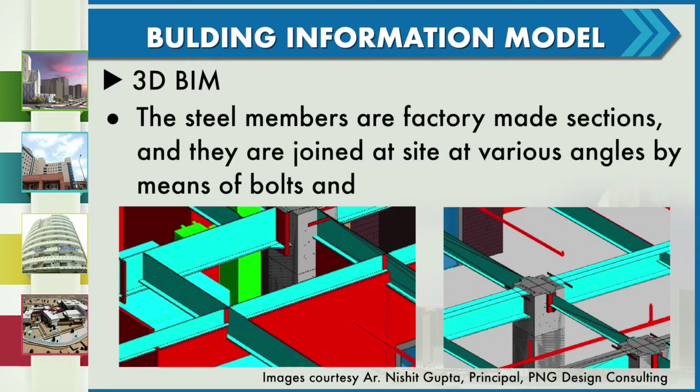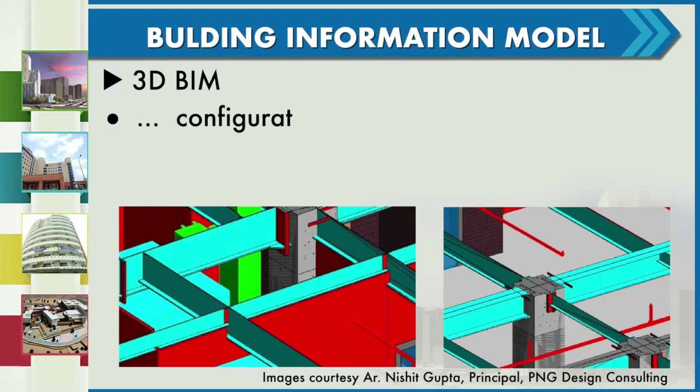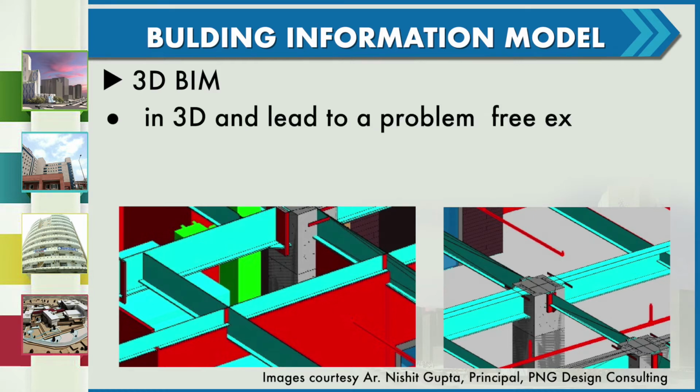Sometimes the steel members are factory-made sections and they are joined at site at various angles by means of bolts and gusset plates or welding. This can be quite complex. Exactness of drawings is of great importance here. Otherwise, it can be a challenge to get the exact configuration on site. That can be achieved quite easily with BIM 3D. As we can see in the images, the junctions of beams with other beams and columns can be modeled exactly in 3D and lead to a problem-free execution.